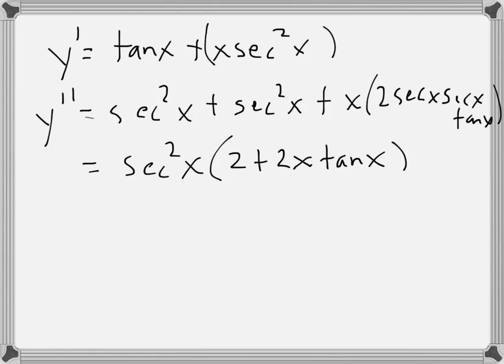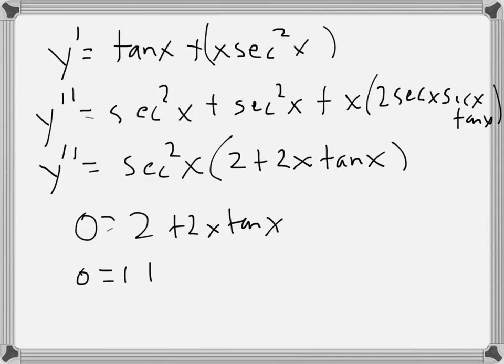Alright, well, secant squared x we already said was never 0 in this region or undefined. Neither is tangent. So it's not undefined, excuse me. So I want to just check when this guy is 0. So if I divide by 2, I've got 1 plus x tan x. So I want to know when x tan x is minus 1.